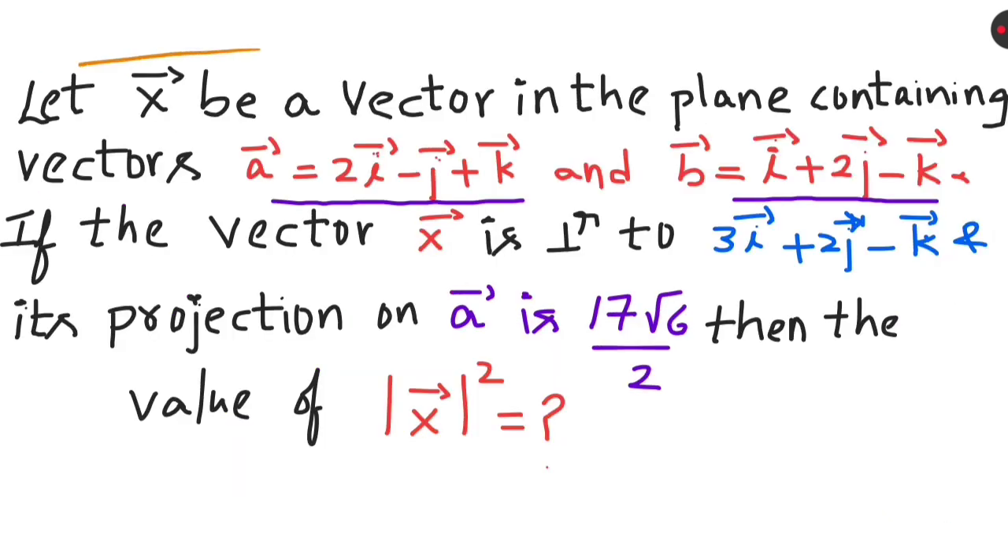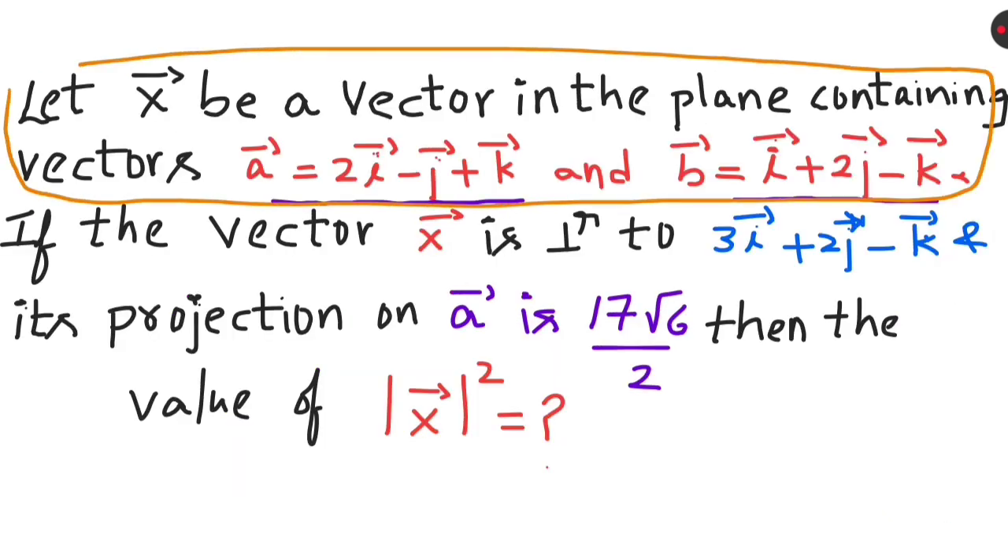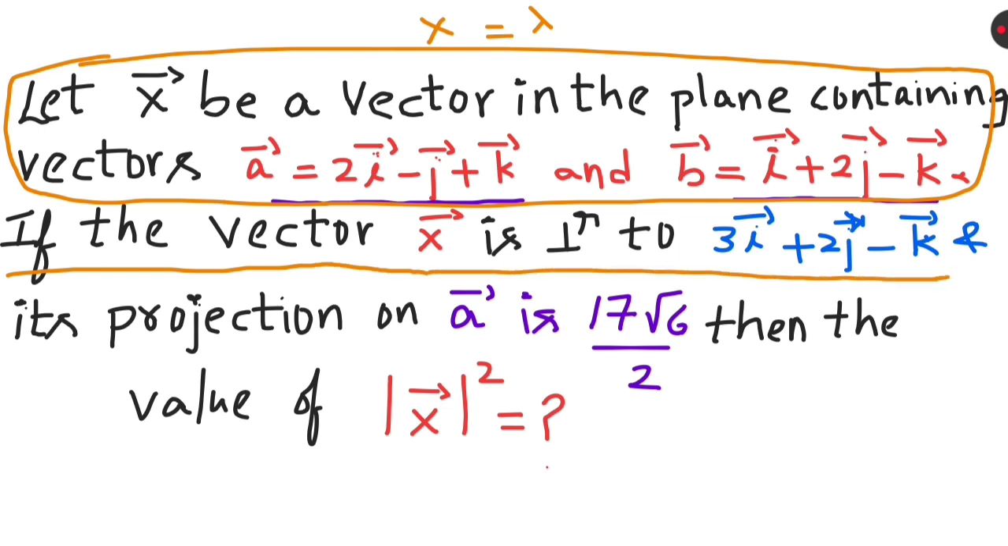So using these first two sentences, we wrote x as a linear combination of the a and b vectors. After that, using this sentence, x is perpendicular to this vector, so we wrote it as a dot product, and we found one equation. Now what they gave? They gave the projection on a bar, which is 17 root 6 over 2.